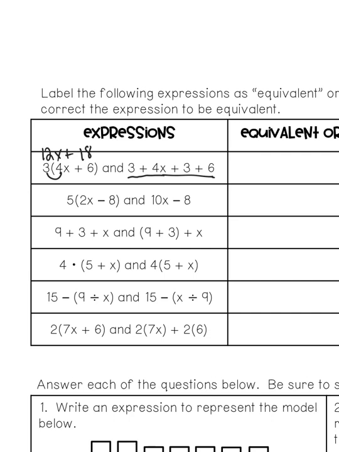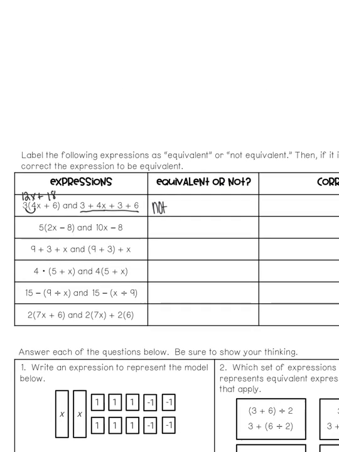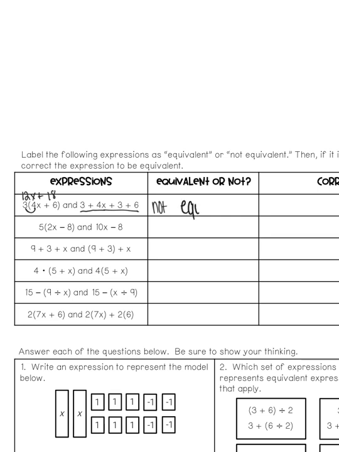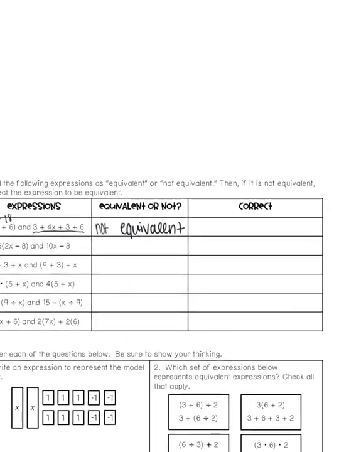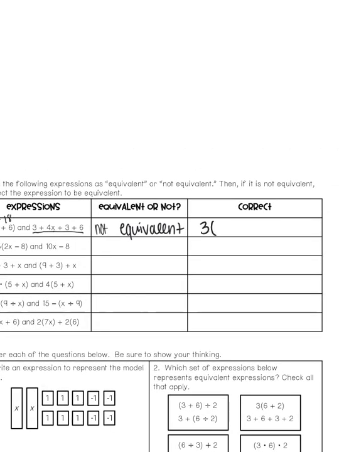I'm not adding 3 to 4x and to 6, I'm multiplying it. So this is not equivalent. In order for it to be correct, the same thing would be if I was multiplying.